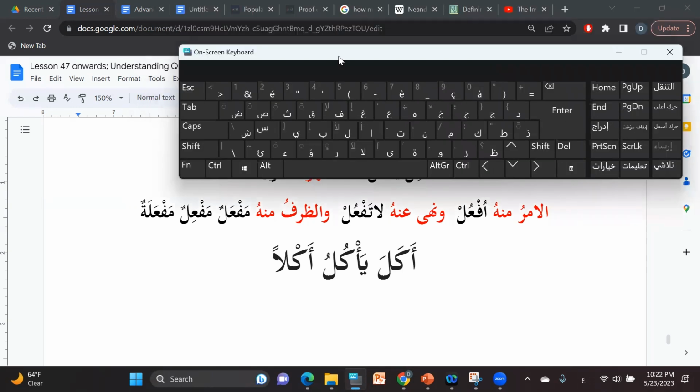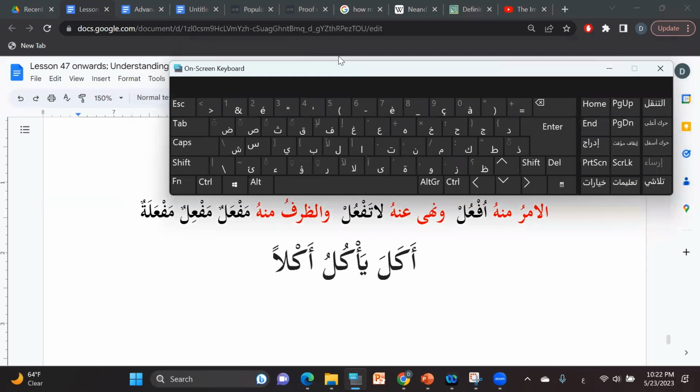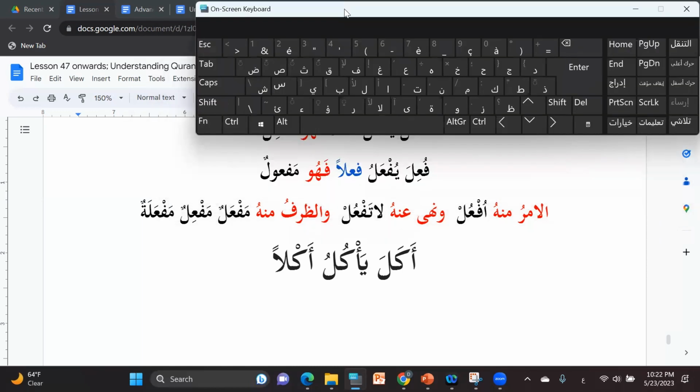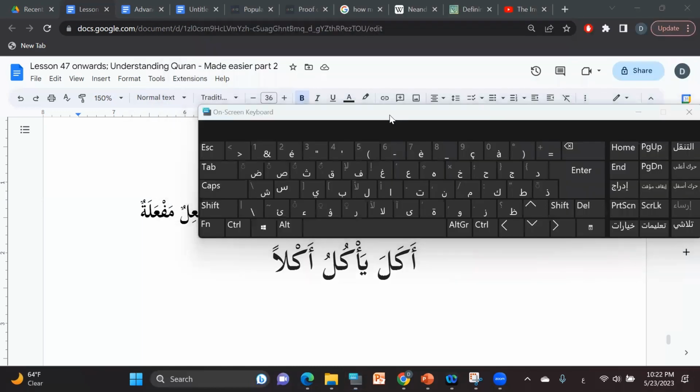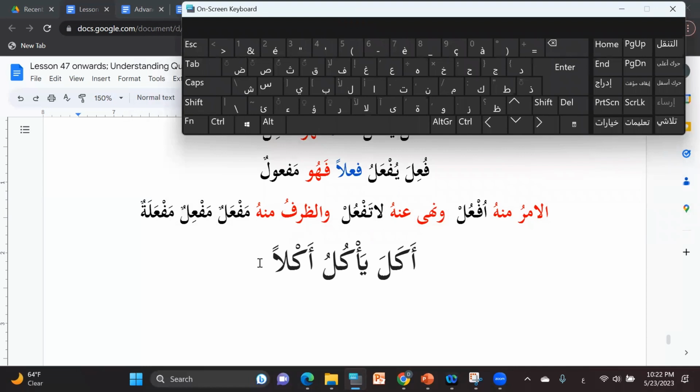The thing is, when I do the typing, I cannot see the chat window. Let me see what you wrote. Yeah, akilun. Yes. Fa'ilun on the pattern of fa'ilun.